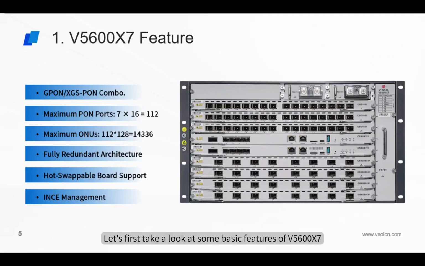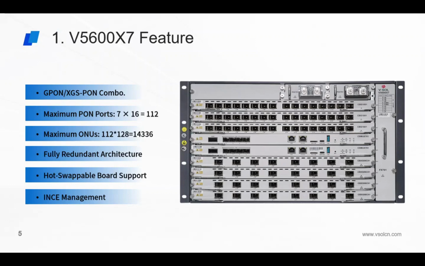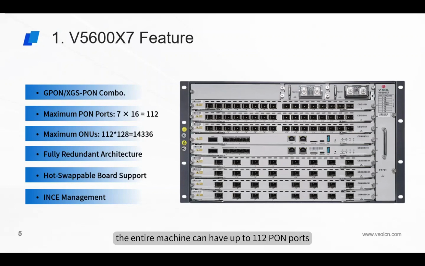Let's first take a look at some basic features of V5600X7. It supports GPON x GS-PON combo and can simultaneously register GPON ONU and XGS-PON ONU on one PON port. A business board can have up to 16 PON ports. When 7 business boards are connected, the entire machine can have up to 112 PON ports.